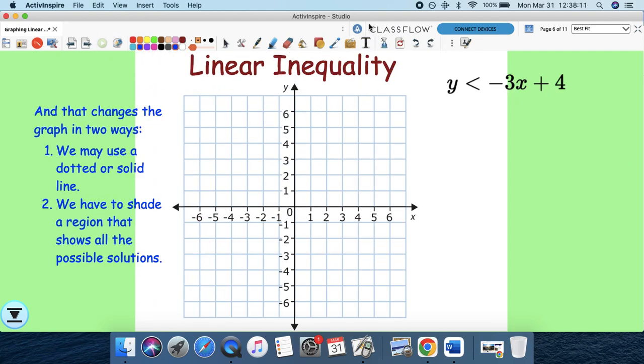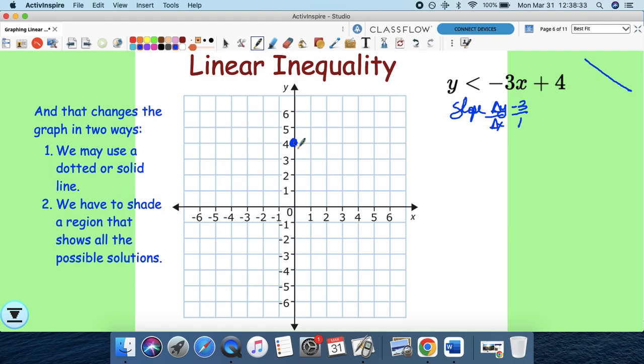Let's do this one. So let's start with the y-intercept. The y-intercept is 4. Our slope, we're changing y, changing x, it's going to be -3 over 1, right? So between y values, you're going to count 3, and between x values, you're going to count 1, and it's a negative slope. So it's going to look like that.